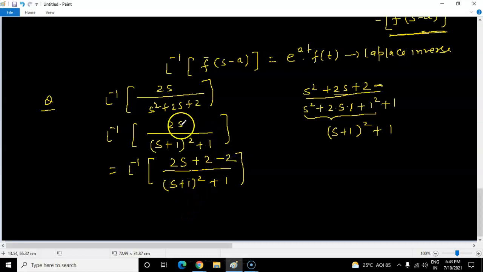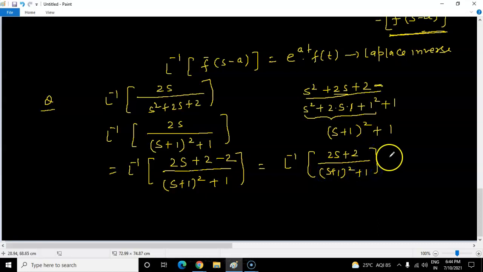I added 2 and subtracted 2, so the value will not change. Any doubt till here? So for the Laplace inverse, I can write these terms separately, this one with this, and again this one with this. So I can write 2s plus 2 by s plus 1 whole square plus 1, and this one I can write minus Laplace inverse of 2 by s plus 1 whole square plus 1.